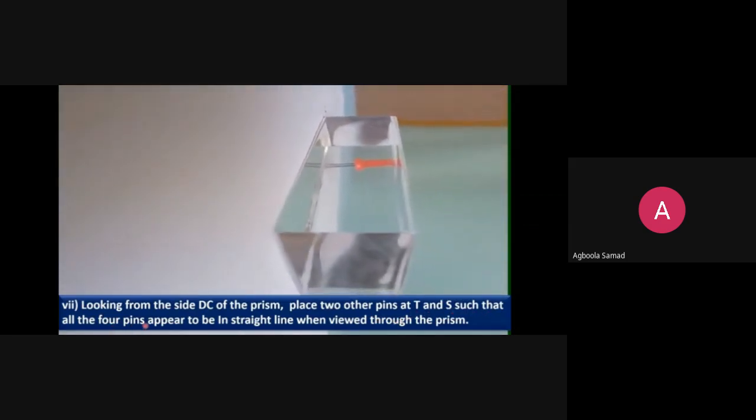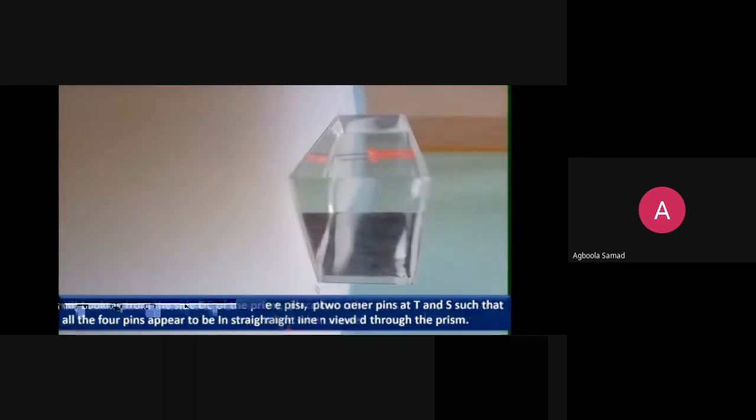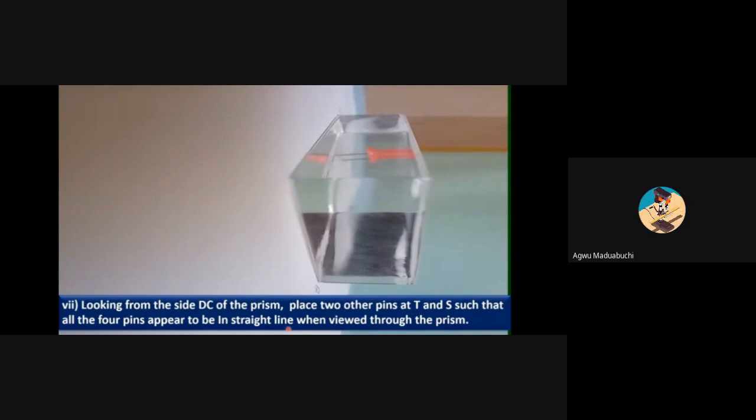So now, what is he doing here? Can somebody read the instruction at the base of the video? "Looking from the side DC of the prism, place two other pins at T and S, such that all the four pins appear to be in a straight line when viewed through the prism."